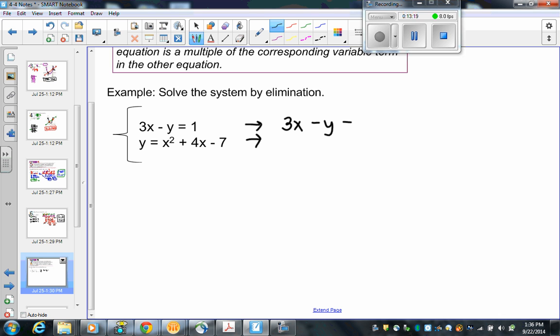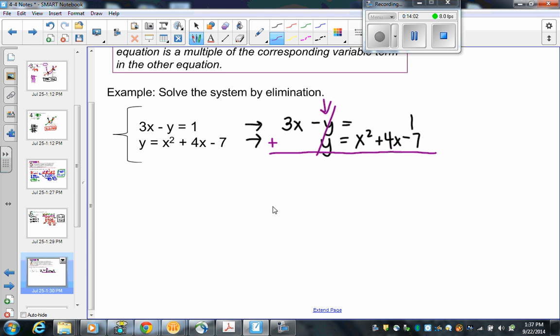So 3x minus y equals 1. And rewriting my second equation leaves me with y equals x squared plus 4x minus 7. So all I did was line up like terms on the left side of the equation and the right side of the equation. So the elimination method works here because if you notice, our y in our first equation is negative and our y in our second equation is positive. If we were to add these two equations together, our y's are going to eliminate one another.